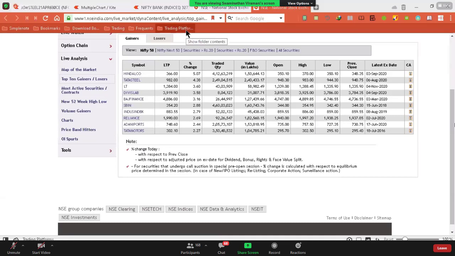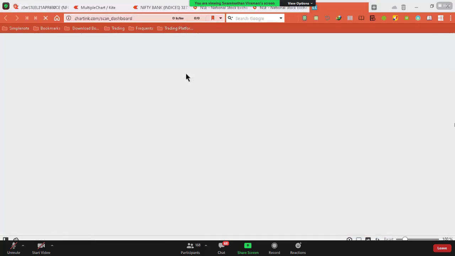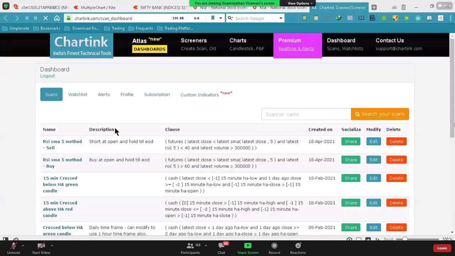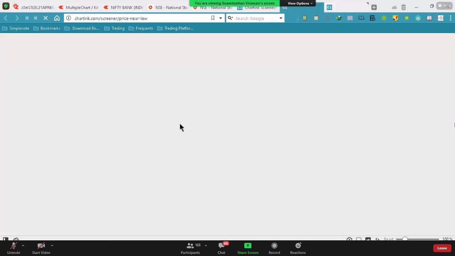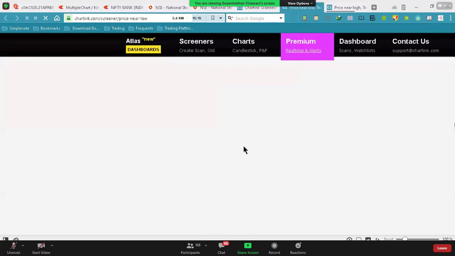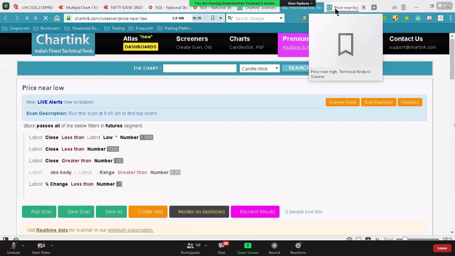Now, is there any other way of doing it? Yes, you can create your own charting scanner. I do have some charting scanner which has been created for identifying all these. I have two scanners called price near low and price near high. If the LTP is closer to the low, then I look at a sell side trade. Why do I do that? Because the momentum is strong to the downside. The second aspect is where the LTP is closer to the high. How close? I look at 0.5% as my criteria.